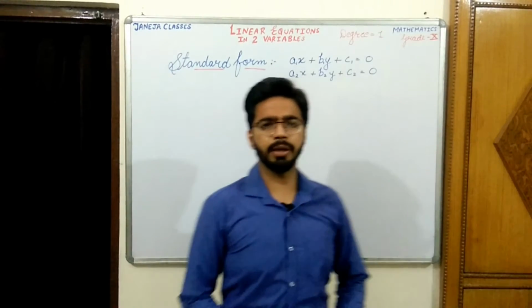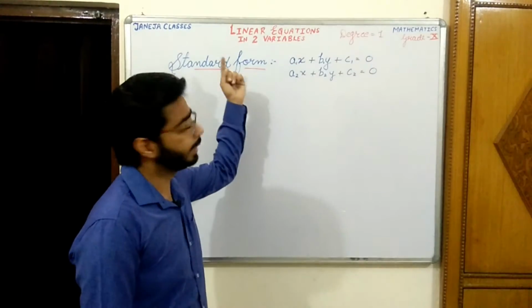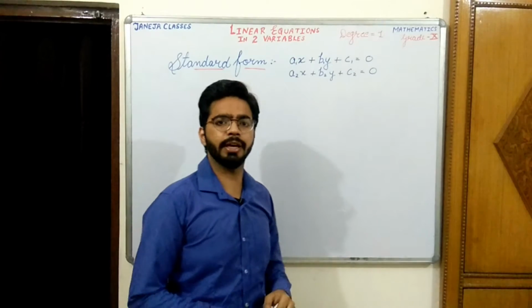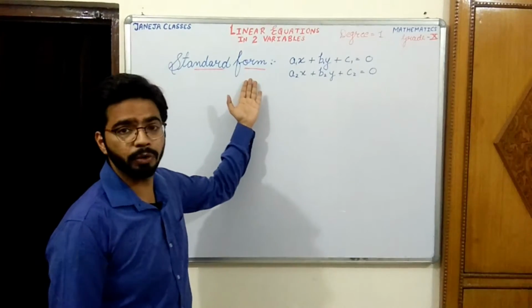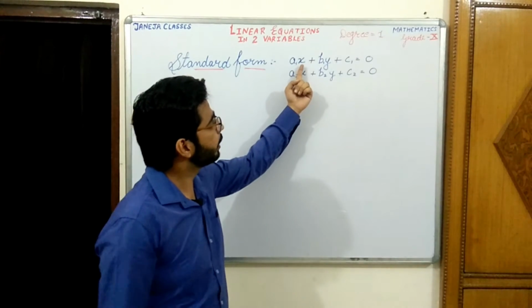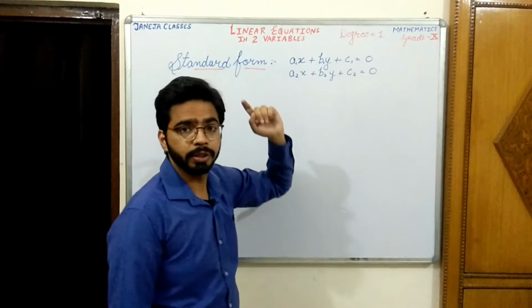Today we are starting this topic, linear equation in two variables. Let me tell you first the meaning of this topic. Linear equation means the equation where we have to use degree 1. For example, here I have written the standard form of linear equation. Here see the value, or you can say the power of x and y is only 1. So the degree is 1.